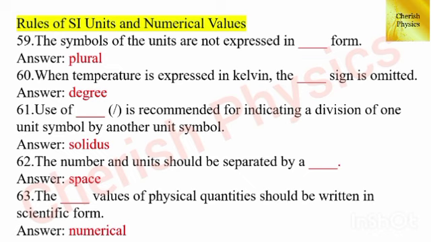When temperature is expressed in Kelvin, the degree sign is omitted. Use of solidus is recommended for indicating a division of one unit symbol by another unit symbol. The number and units should be separated by a space. The numerical values of physical quantities should be written in scientific form.